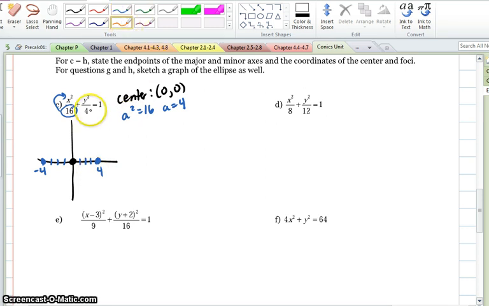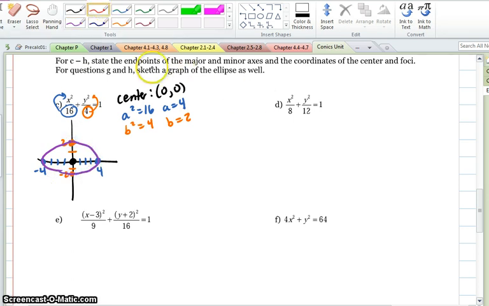Now the b squared term is going with the y, and so the b squared is equal to 4, and so our b is equal to 2. So our minor radius is going with the y, so we'll go up 2 and down 2, and that gives us enough to graph our ellipse. So when you connect all those to make your ellipse shape, it should look something like this.